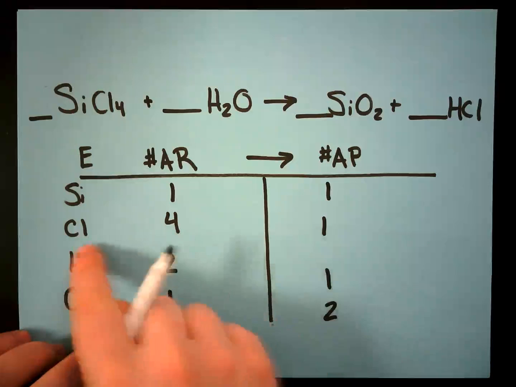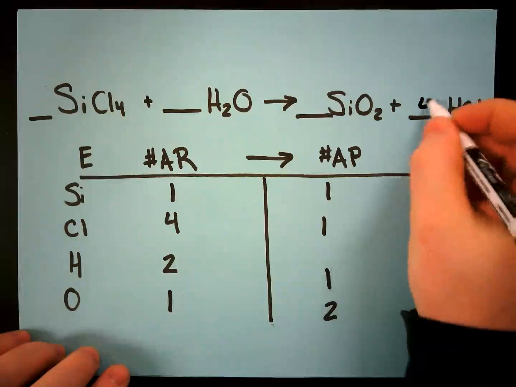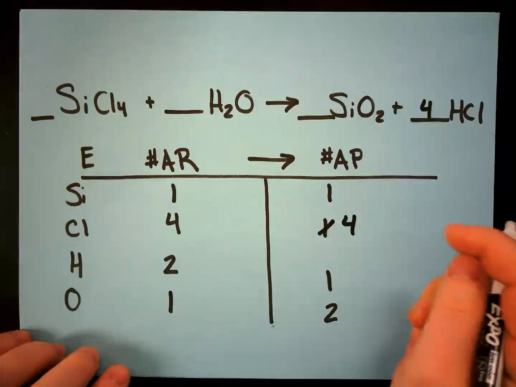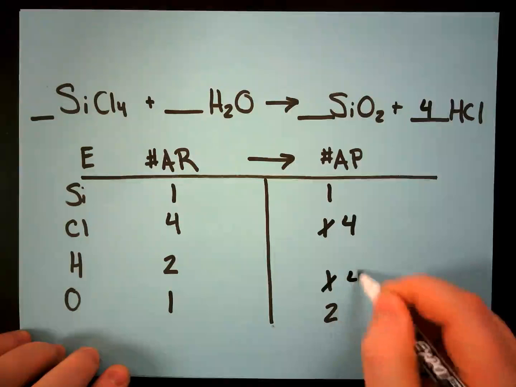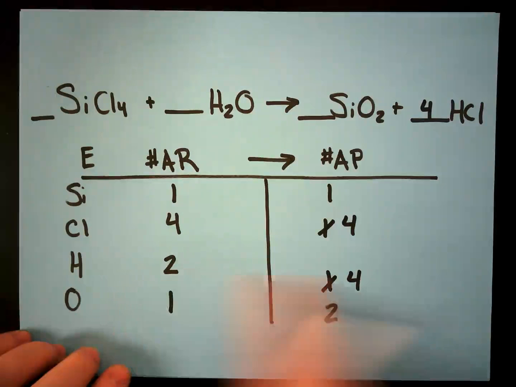So I'm going to change my chlorine here. I'm going to change this guy to a 4, just because I want to get chlorine to 4. So let's go change that to 4. But now I've got 4 hydrogen on this side as well. So silicon's good, chlorine's good. Let's just keep working our way down.